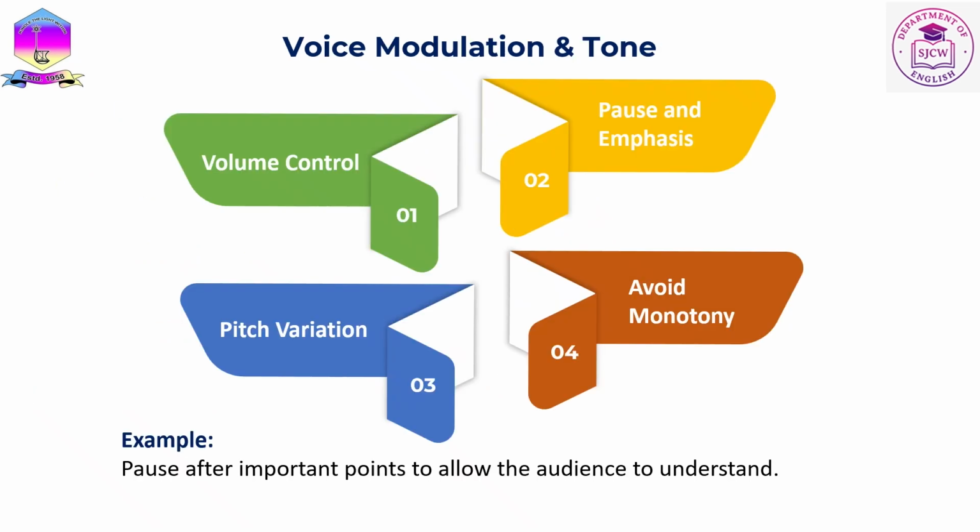Now, let us see voice modulation and tone. Firstly, volume control should be there. Then pause and emphasize whichever point you want the audience to know, emphasize that point. Pitch variation should be there in your voice, and avoid monotony, continuously repeating the same point again. Please avoid it, as that will cause a little disturbance in the audience. For example, pause after important points to allow the audience to understand.